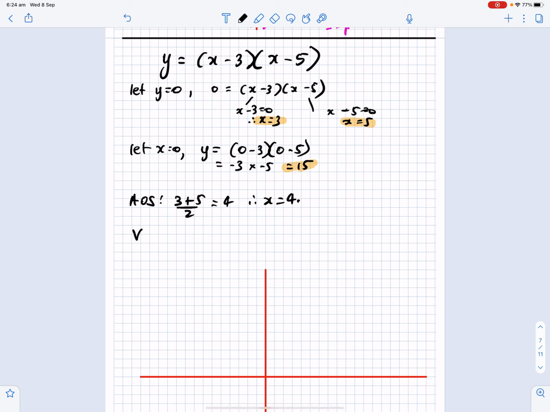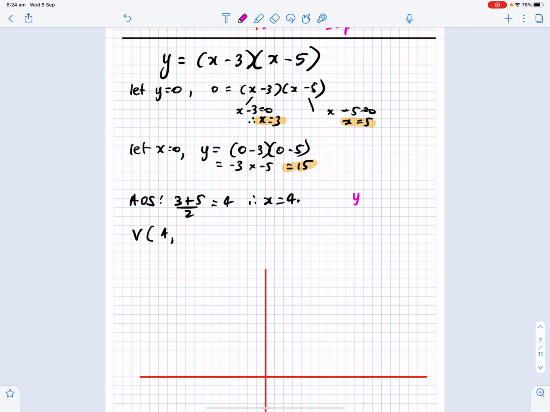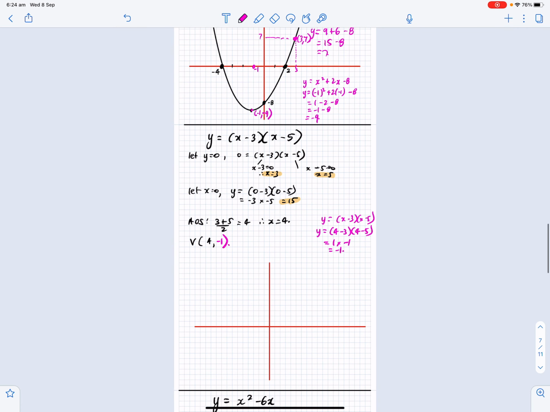And our vertex, we know the x value is going to be 4. To find the y value, we're going to sub that 4 back into the equation of the parabola. So if you like, the equation of the parabola is this. And now when you sub in 4, you get 4 minus 3 times 4 minus 5, which is 1 times minus 1, which is minus 1. So that's going to be your vertex. That's it. You found all the information that you need.